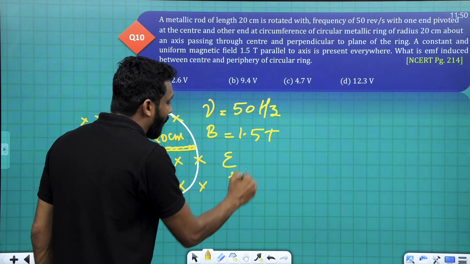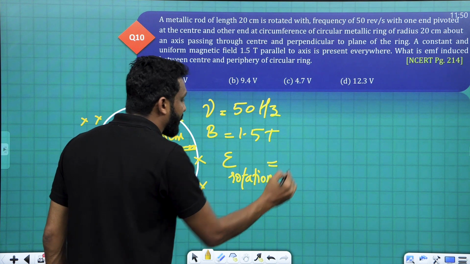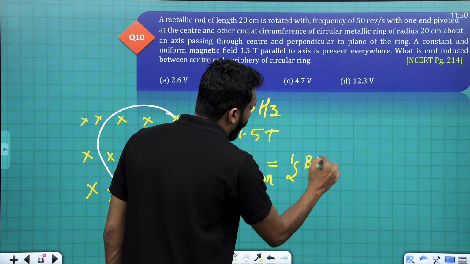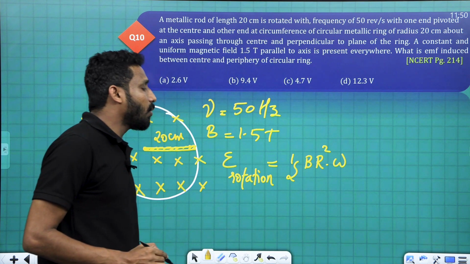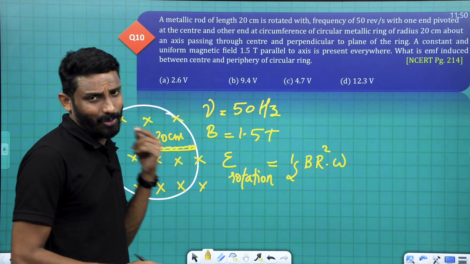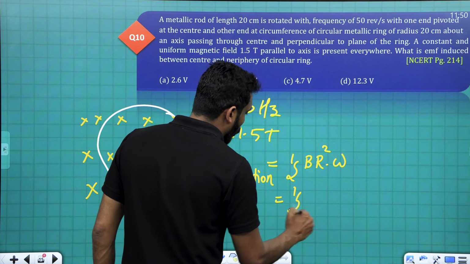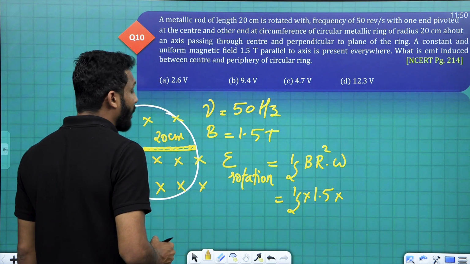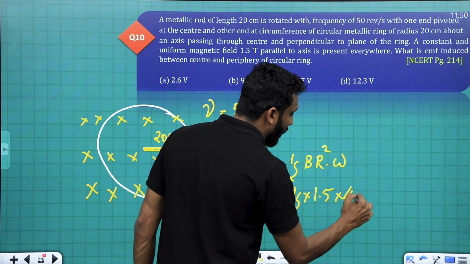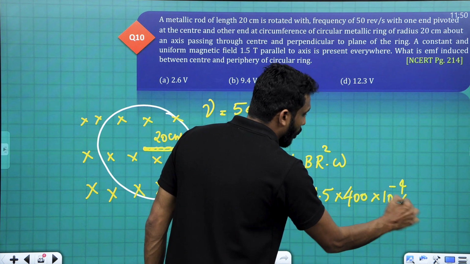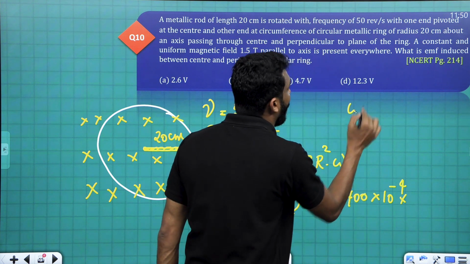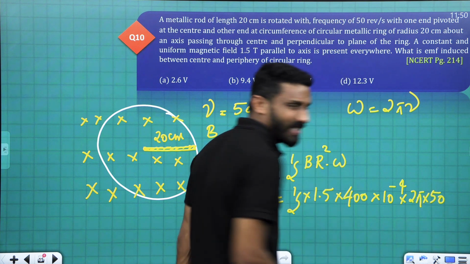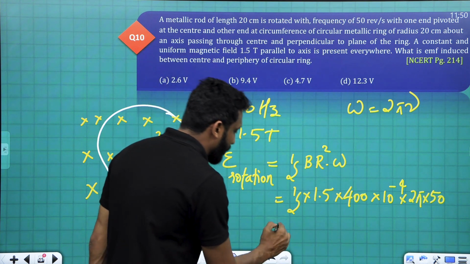The rotational EMF is studied in this situation, directly derived in NCERT. The rotational EMF is half into B R square omega. This is the equation. Half into field intensity 1.5, that is 3/2. Radius is 20 centimeter. Its square is 400 into 10 raised to minus 4. Omega is 2 pi nu, right? Omega is 2 pi nu. 2 pi into nu value is 50. Hertz is the SI unit. Yes. This is to be calculated.